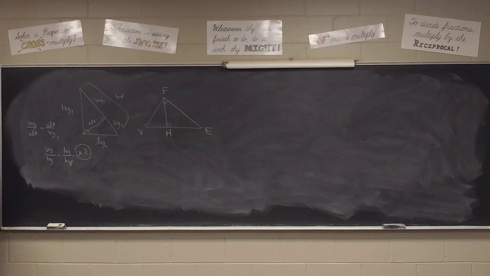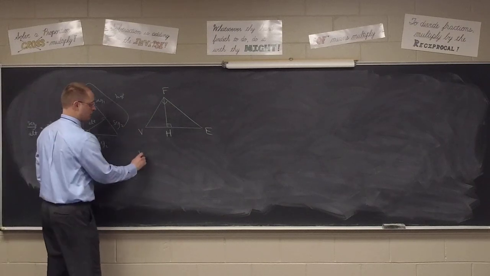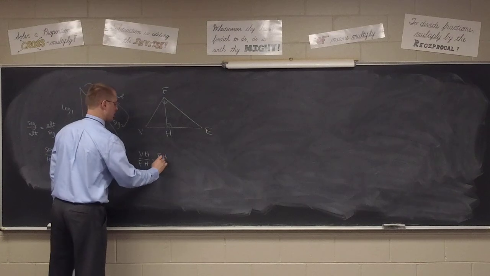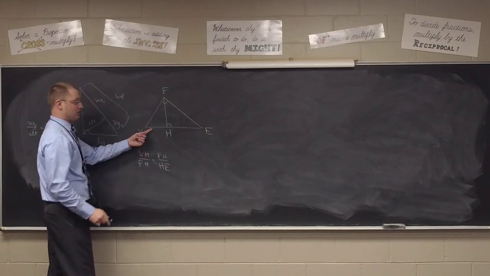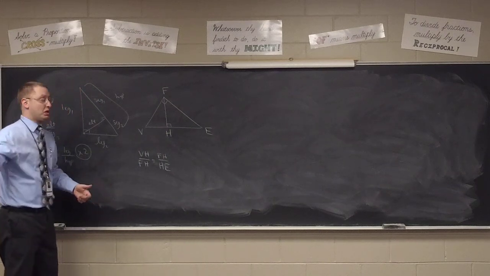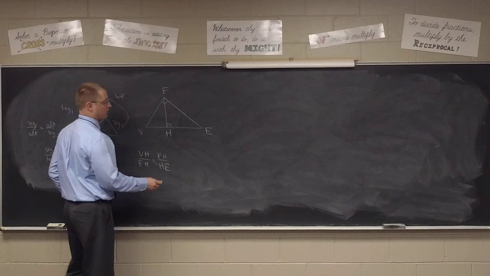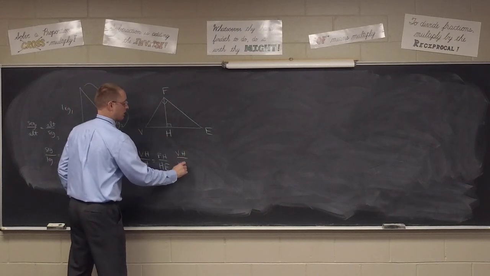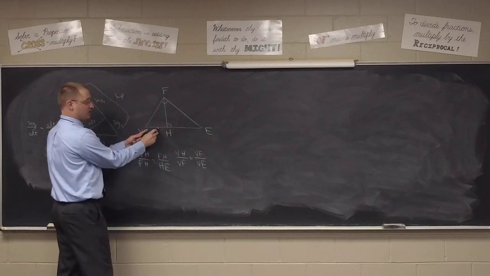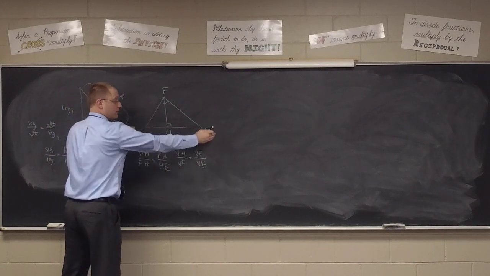All right, people finishing up here. Chris, what was your first proportion that you wrote down? VH is to FH as FH is to HE. Perfect. Segment is to altitude as altitude is to the other segment. Audrey, you were done next. What was one of the proportions you wrote? VH is to... Good. This segment is to its adjacent leg as the adjacent leg is to the hypotenuse.